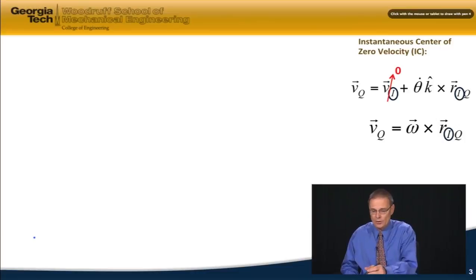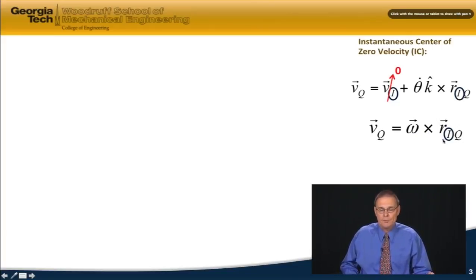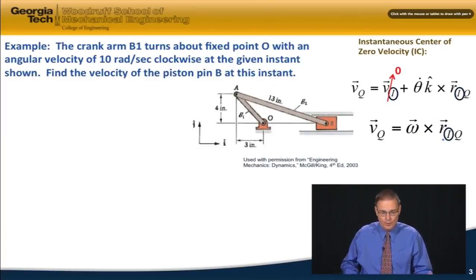And so here was the information that we came up with last time for the IC. We said that if we can locate the IC, the velocity of any point Q on a body is going to be equal to omega of that body crossed with a position vector from the IC to Q. And so let's go back and look at the crank arm piston cylinder problem that we looked at previously using the relative velocity equation. The IC method just gives us another tool for solving these equations.